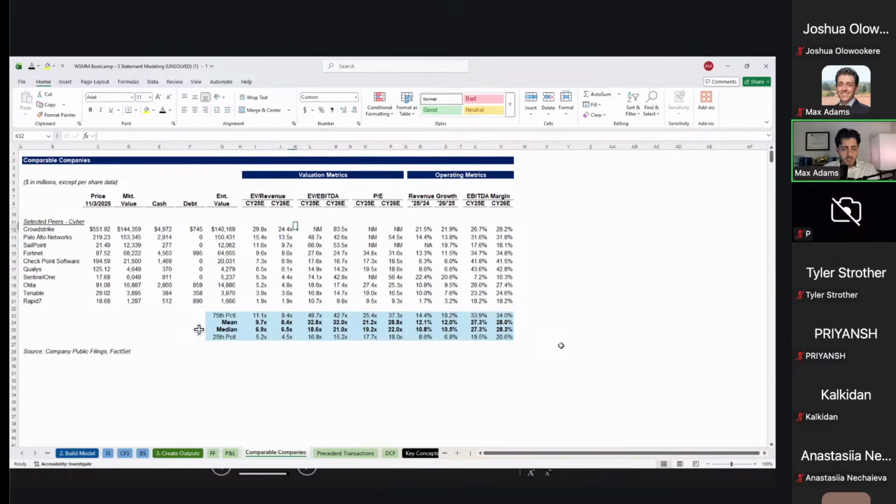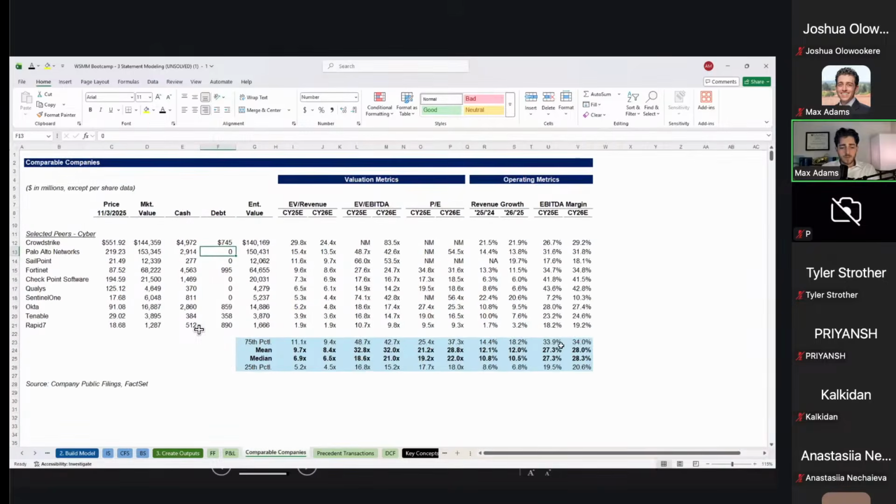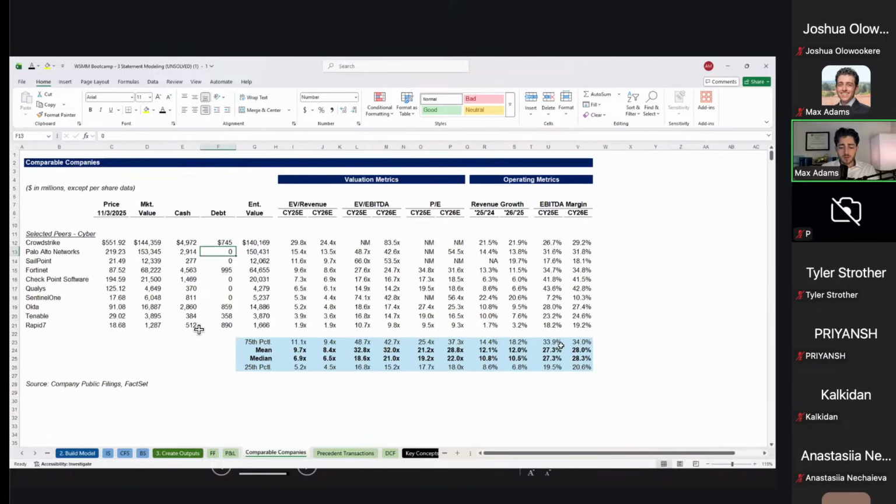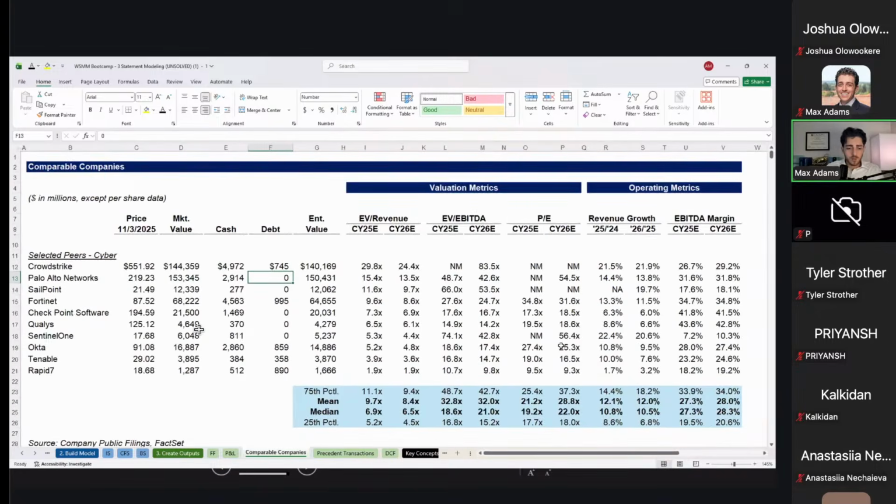So let's look at this together in a little bit more detail. So you saw this when it was in the PowerPoint. I'm going to zoom in a little bit using Control Alt plus, and Control Alt minus to zoom out, which is the best way to remember it. So let's go look at this. This is basically the peers for Sentinel-1. So we've got firms like CrowdStrike, Palo Alto Networks, SailPoint, Fortinet, Checkpoint, Qualys, Sentinel-1, Okta, Tenable, Rapid7.